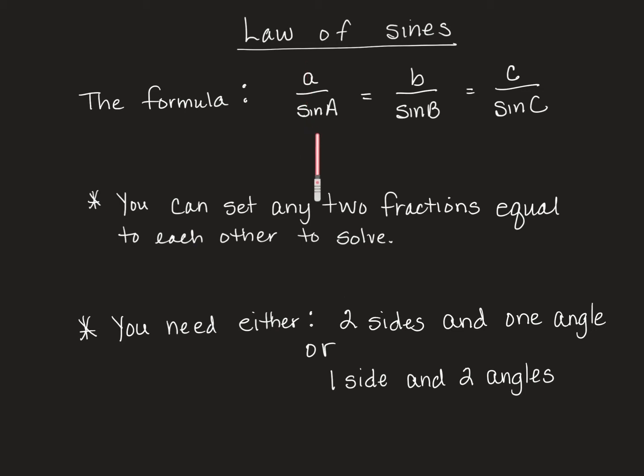So I can have A over sine of A equals C over sine of C. I can have this one equal to that one. It doesn't much matter, okay? So what I need is either two sides and one angle or one side and two angles. Take a minute, write this down in your notebook.